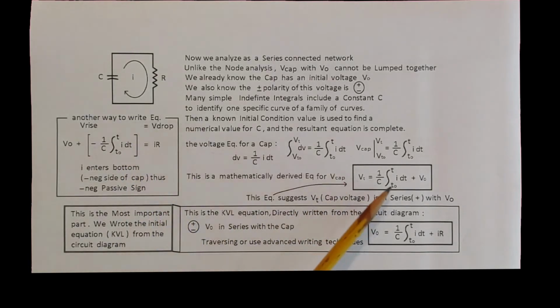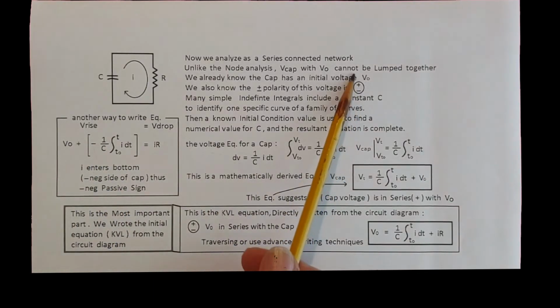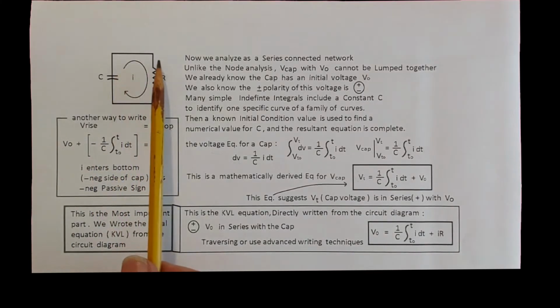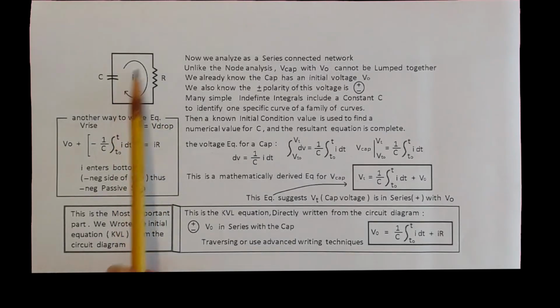And so when we use this, we can write our KVL equation. We can either traverse or use other techniques, which again is beyond the scope, but I do show another way we can write this simple loop equation using total V rise equals total V drop. V0, of course, is a V rise. Going across the cap, negative to positive, is also a V rise. We'll get back to that. Plus to minus, we're going to have a V drop.